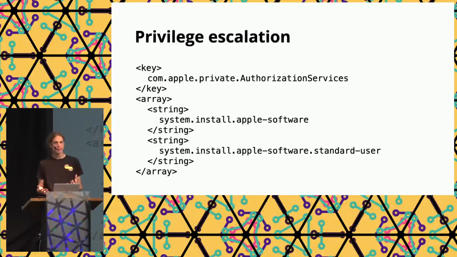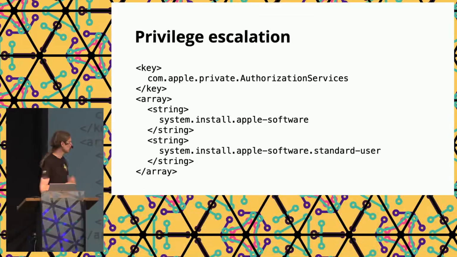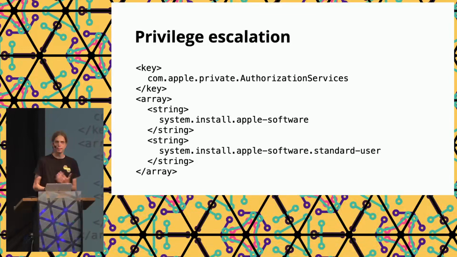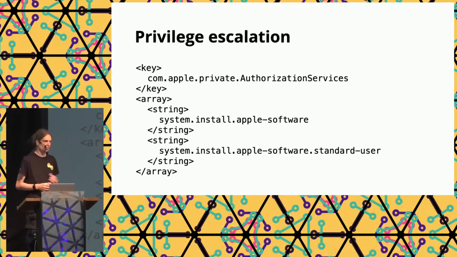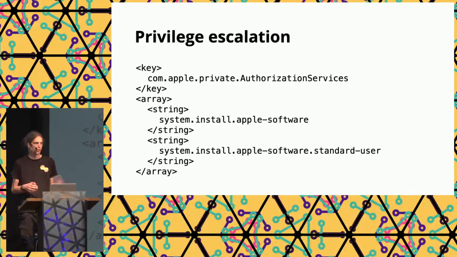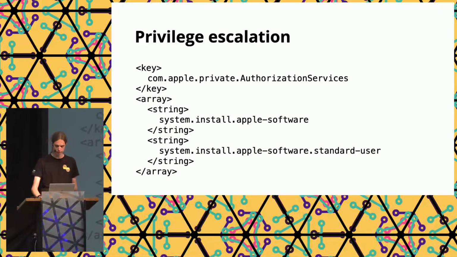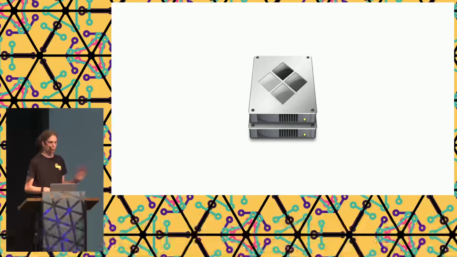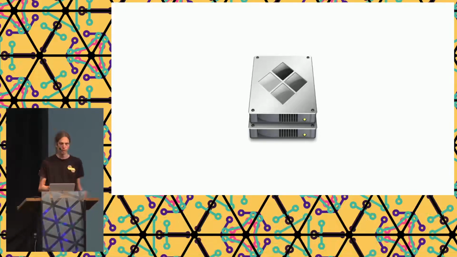There are certain applications that have entitlements for the authorization services, which can include the permission to install Apple software, which basically means that they can install packages signed by Apple without the user having to enter their password. So as long as it's signed by Apple, they can silently install a new package. This is used, for example, by Boot Camp Assistant or install command line developer tools.